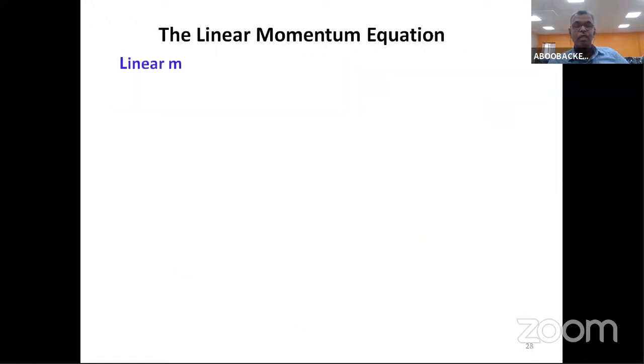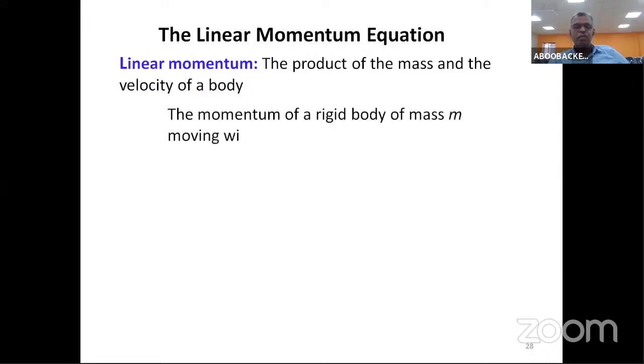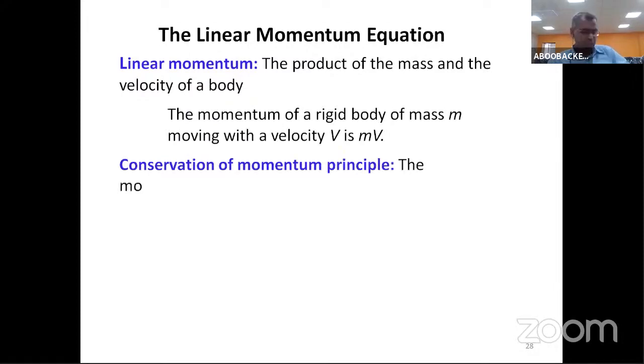Okay, next, there are three basic or fundamental equations: conservation of mass, momentum, and energy. We have seen the conservation of mass in integral form in the previous slide. Next is the momentum. Linear and angular momentum are there. The product of the mass and the velocity of a body is the linear momentum. The momentum of a rigid body of mass m moving with velocity V is mV. Conservation of momentum.